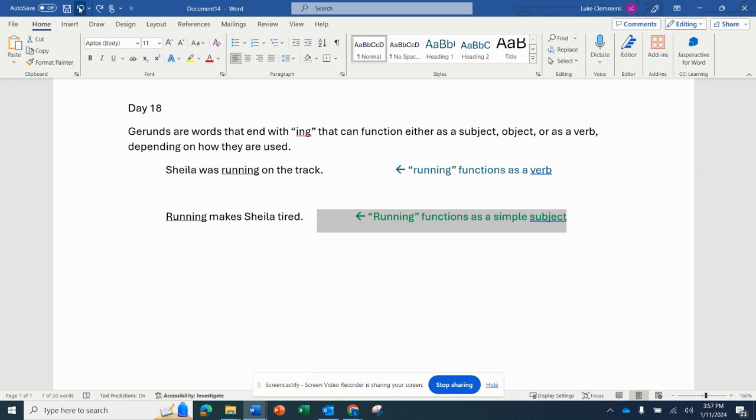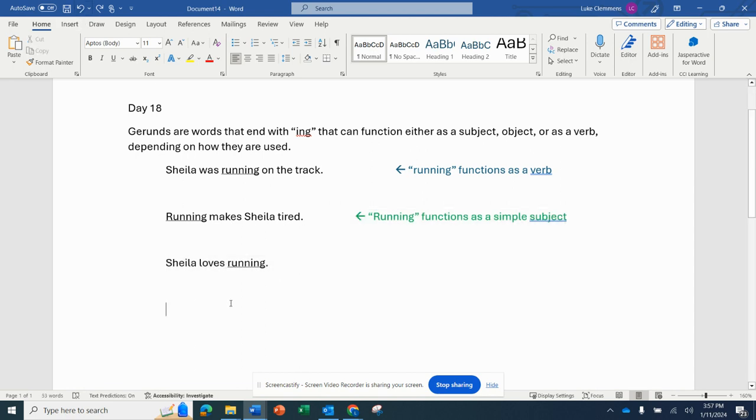Running is the thing acting upon the verb makes. So this thing that was a verb in a different sentence is now suddenly a subject. Rather than talking about it as an action, we're talking about it as a thing. So here it functions as a subject.